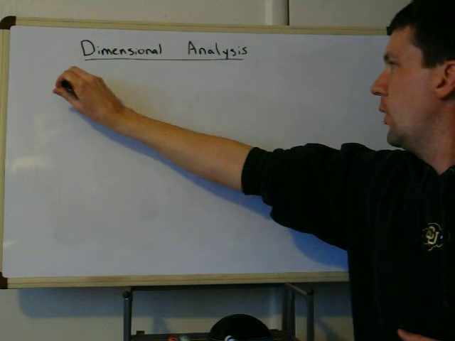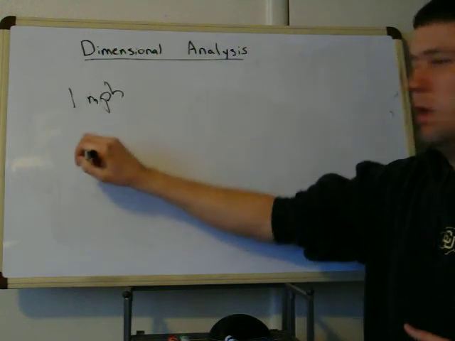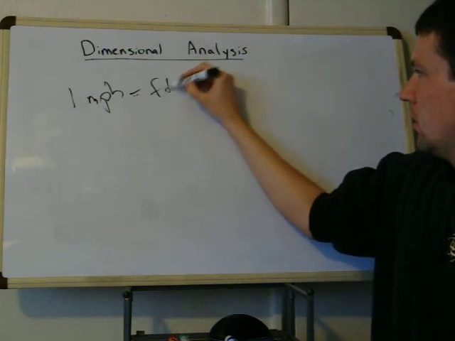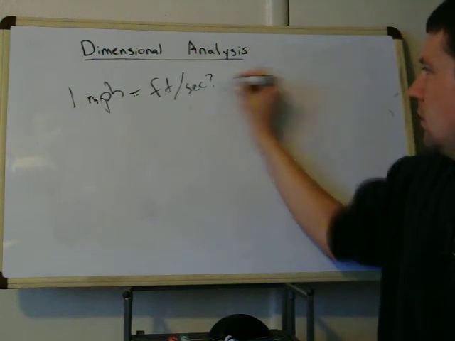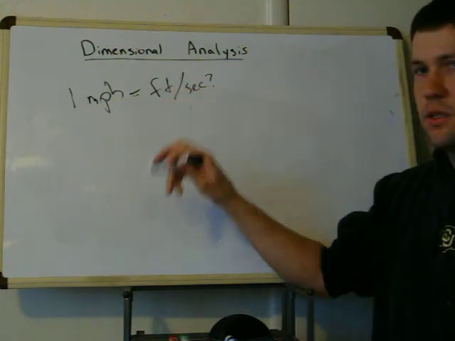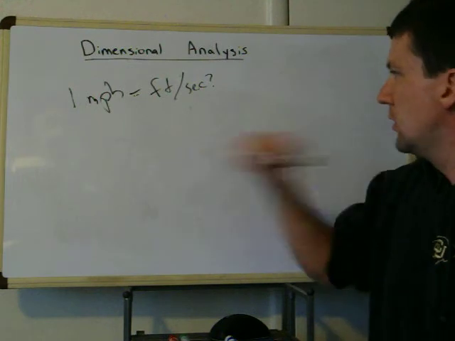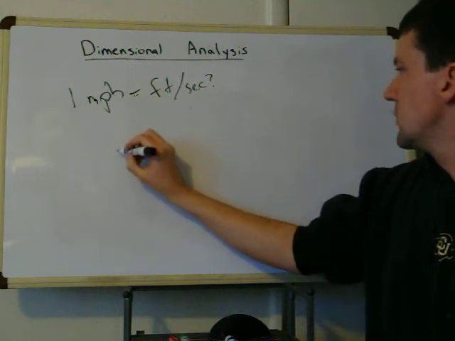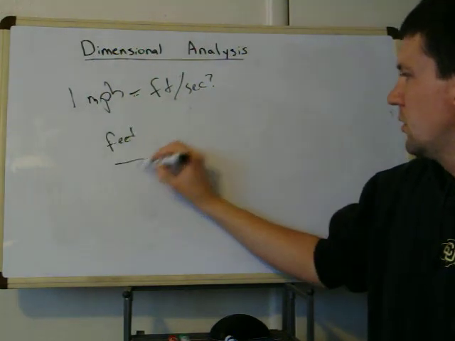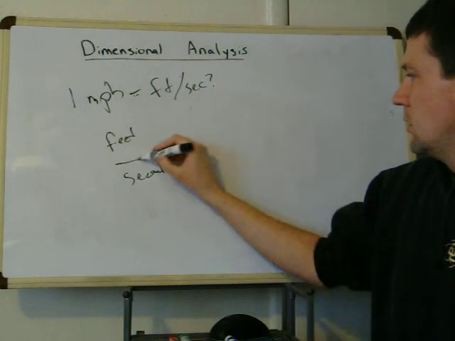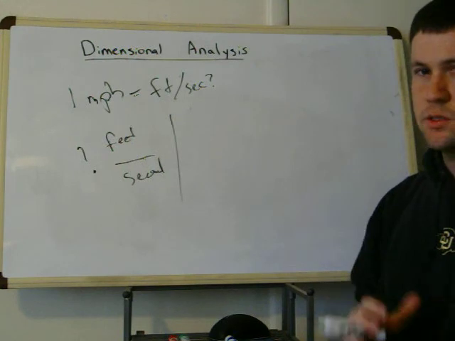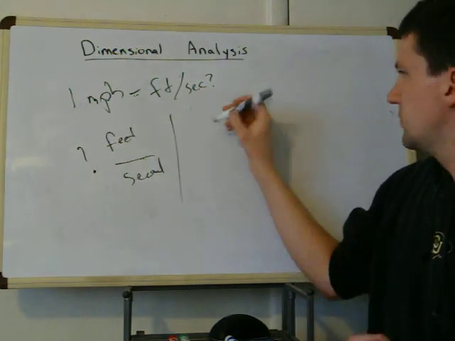So we have 1 mile per hour and we want to know how many feet per second that is. Alright, so we want feet in the numerator and seconds in the denominator. So this will give us a rate. Alright, so we have some unknown feet per second. So let's start off with just doing the feet.